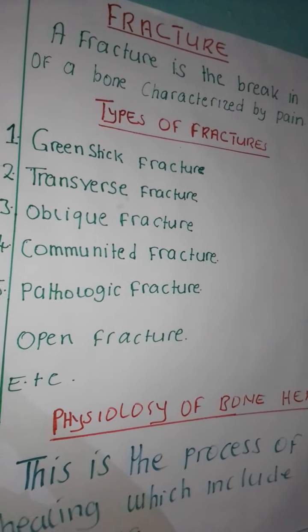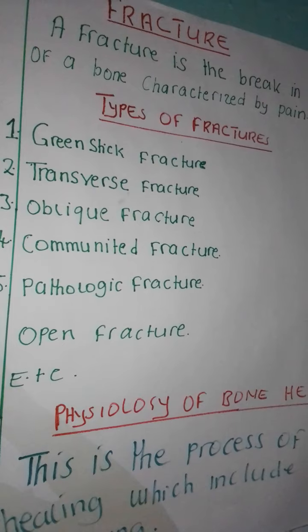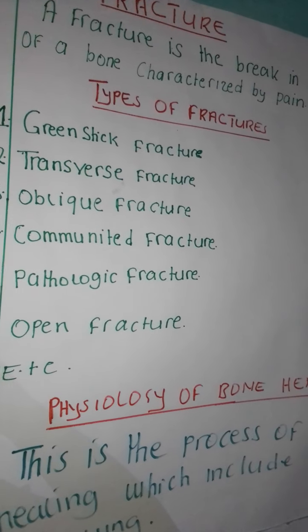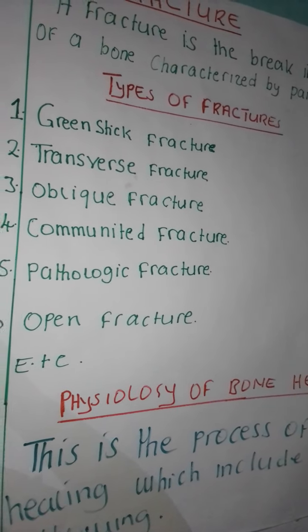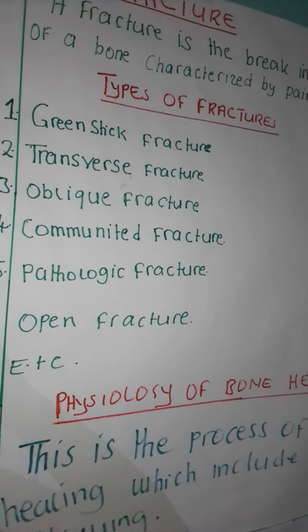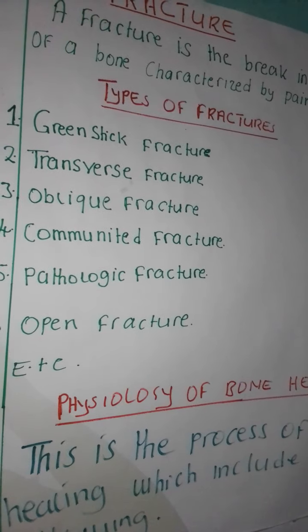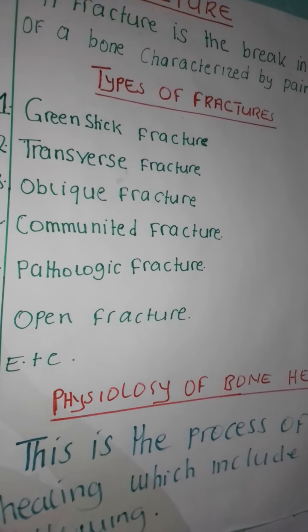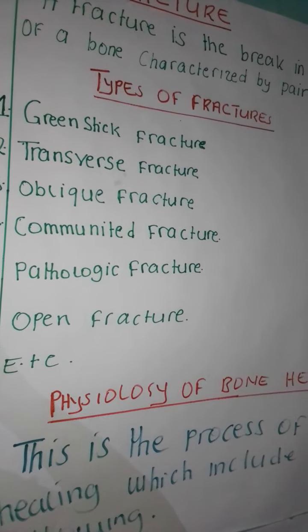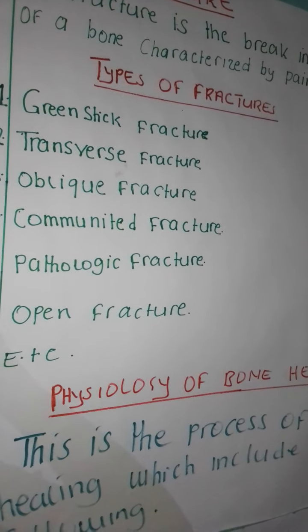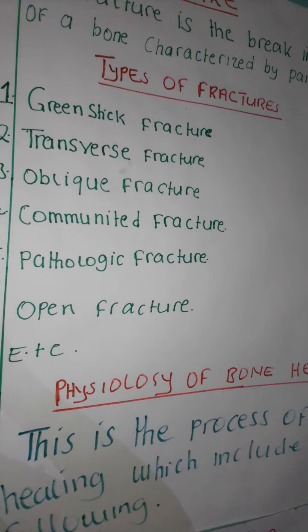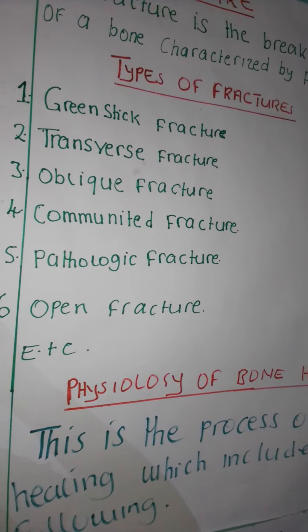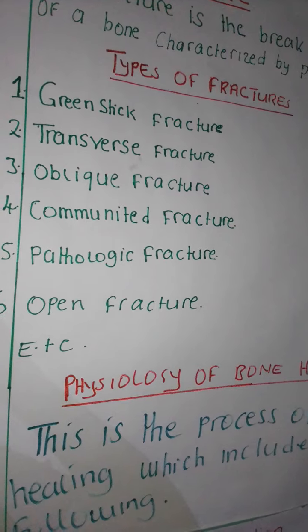Here are the types of fractures. Number one, greenstick fractures. This is a fracture that is usually common in children. Then number two, transverse fracture. A transverse fracture is a fracture that usually happens at 90 degrees to the long axis of the bone.